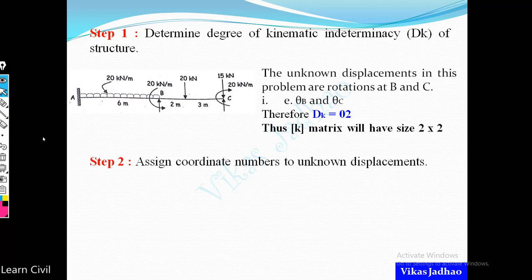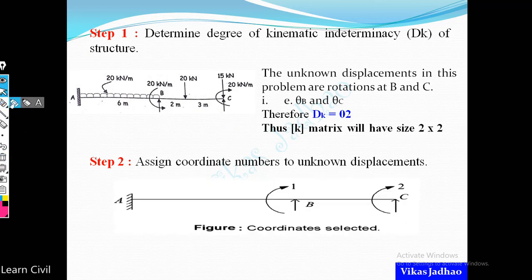Step number 2 is to assign the coordinate numbers to unknown displacements. As we have theta B and theta C as two unknown displacements at joint B and joint C, we will assign coordinate number 1 to joint B and coordinate number 2 to joint C. So the assigned coordinate numbers will be like this, as shown in this figure.